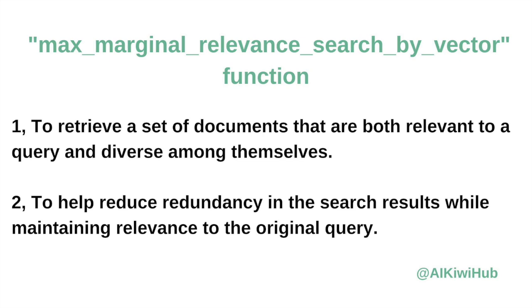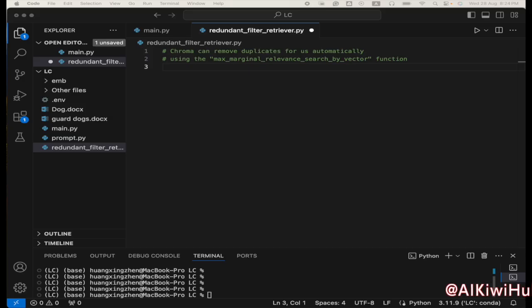It has 2 purposes. First, to retrieve a set of documents that are both relevant to a query and diverse among themselves. Second, it helps reduce redundancy in the search results while maintaining relevance to the original query. I have a habit of taking notes in my code. Those notes could help me in the future and tell me why I wrote such codes. Here my notes are: Chroma can remove duplicates automatically by using the max marginal relevance search by vector function.